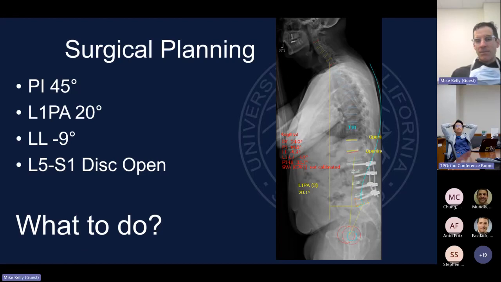So how do you use this for surgical planning? This was sent to me by one of my friends up at Mayo Clinic. He said, what do you think I should do? And he kind of immediately said, it needs a PSO. You're not going to be able to get it enough. And he's like, well, what about an L5-S1 ALIF?